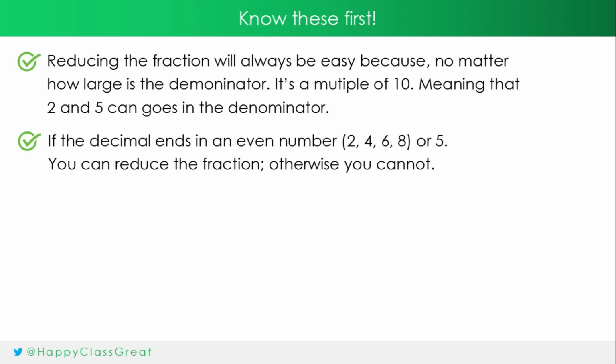If the decimal ends in an even number, for example, you can reduce the fraction. Now let's say we have decimals like 1.3 and 1.5. You cannot reduce 1.3 no matter what the denominator is, you understand? You can easily reduce them if the number at the top ends in an even number like 2, 4, 6 or 8. Otherwise you cannot reduce it.